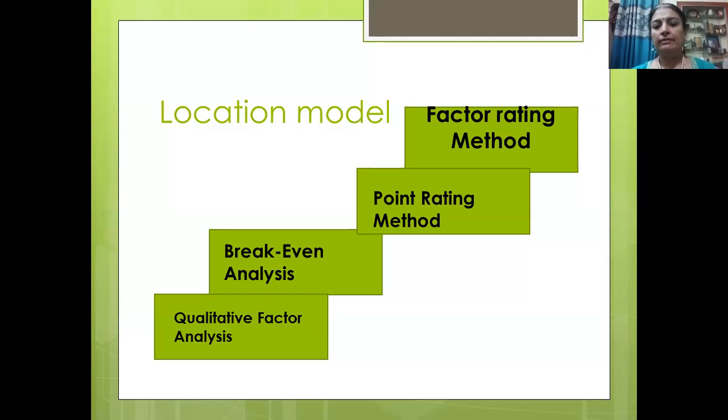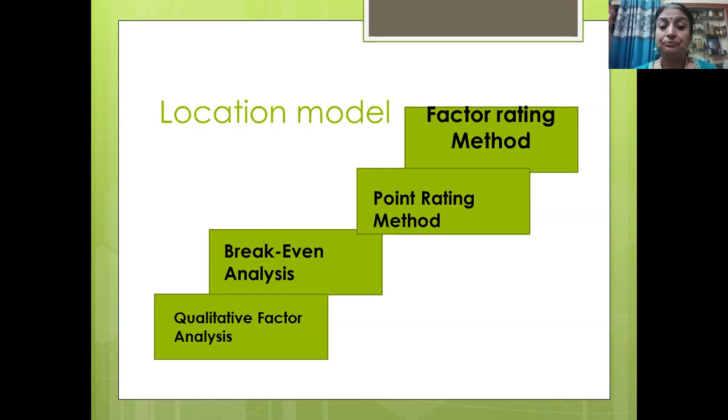Let me explain today what the location models are while deciding the plant location. In my earlier video, I have explained the theoretical part of it. That means what is plant location, what are the steps involved in decision making of plant location, and how we are going to decide about it.